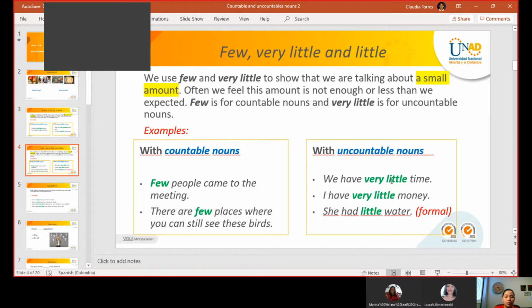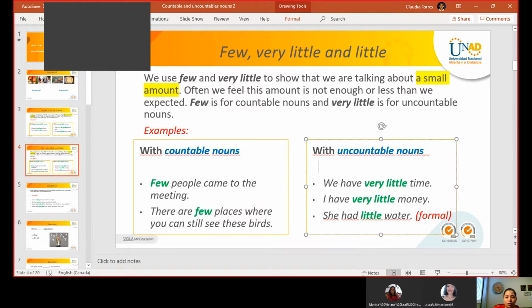Now, we have very little time. So we don't have enough time. Okay. So for example, let's say that you go to the bank, right? And there's a lineup and you are waiting and the bank is gonna close, right? So you say, oh, we have very little time, right? So you don't have enough, you don't have much time.